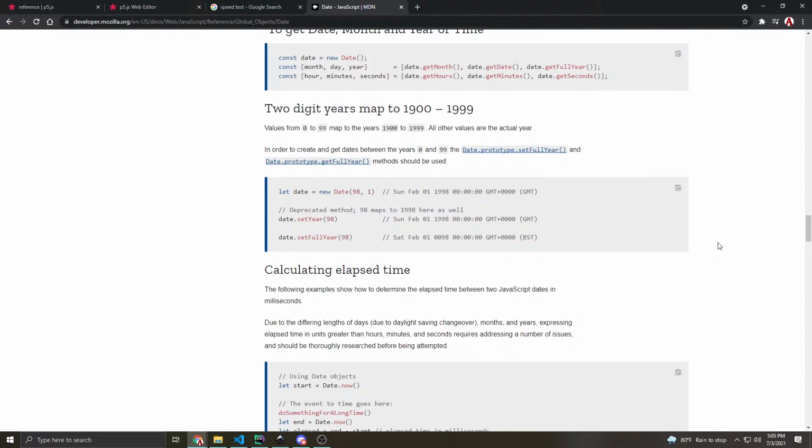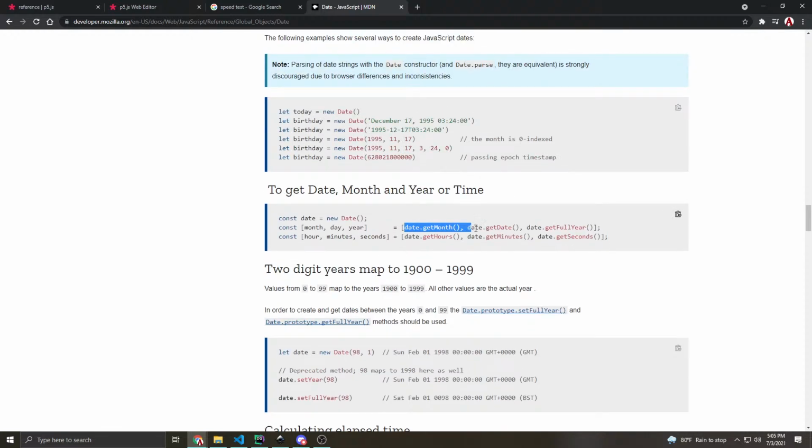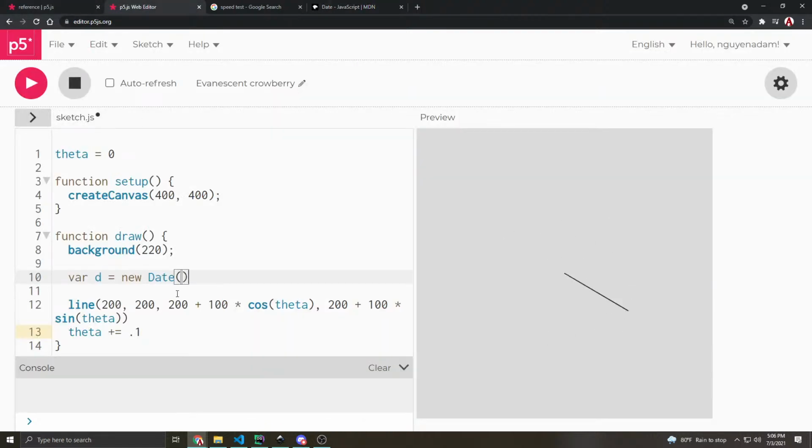Can we just like... oh, okay, yeah. We can also get month, get date, get full year, get seconds, get hours. Okay, so that works, right? So maybe we go here, and now instead of increasing data by one, we just want to calculate what the angle should be from there.